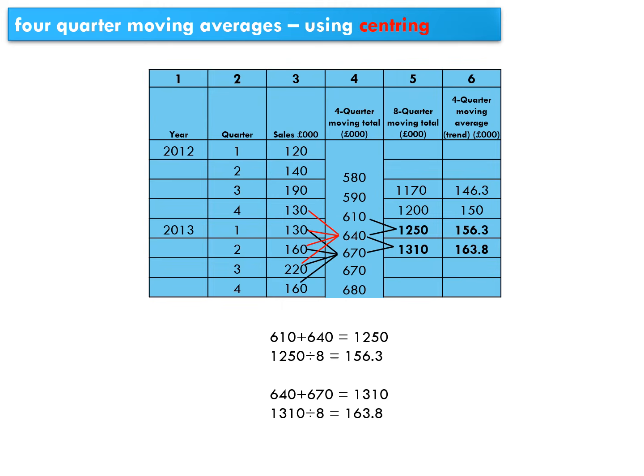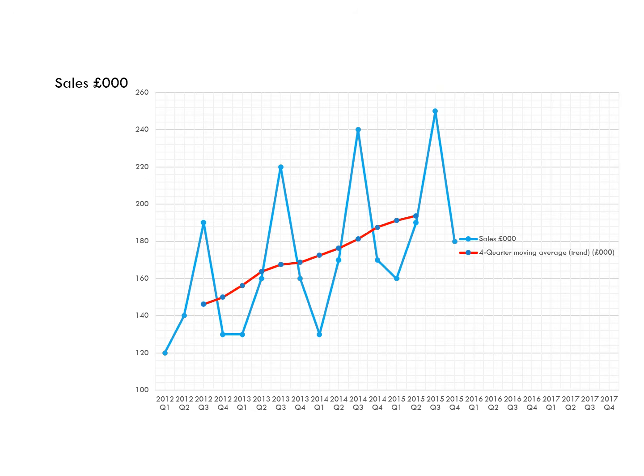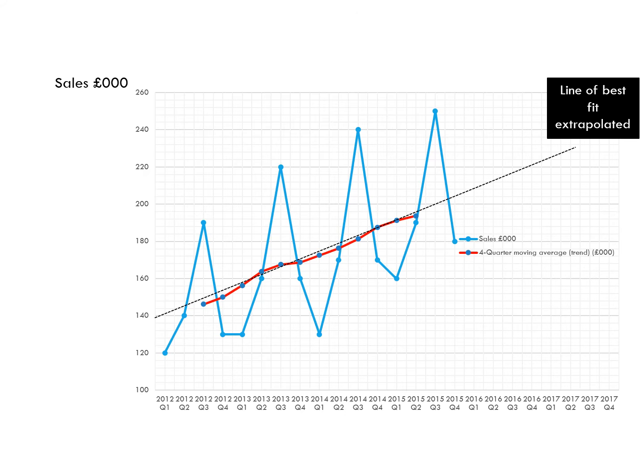So I've now generated my 4-quarter moving average line in column 6 here. The next step is to plot that 4-quarter moving average line. So my raw data here is the blue, and then I have found a kind of moving average of the data in red.